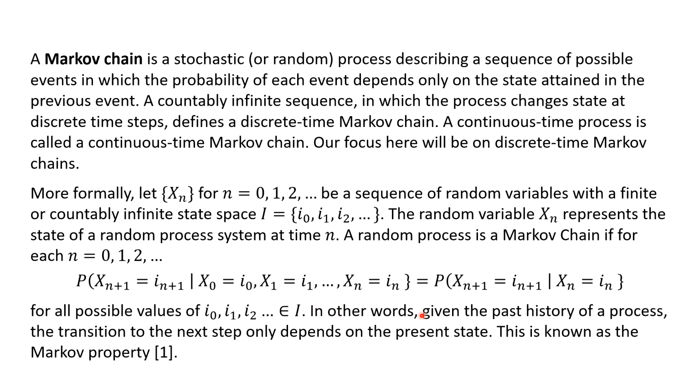So in here I repeat myself again. In other words, given the past history of a process, the transition to the next state only depends on the present state. This is known as the Markov property. This references a Wikipedia article, I believe. And I'll give you that link in the description to the video.